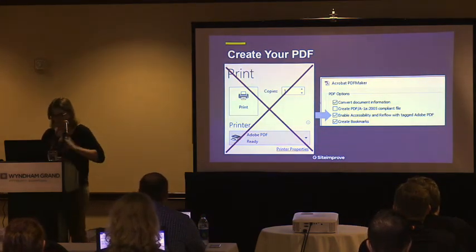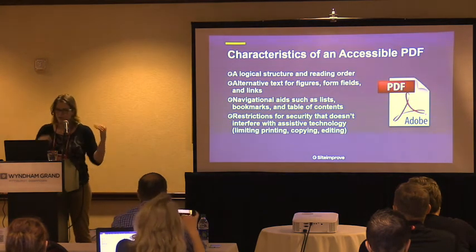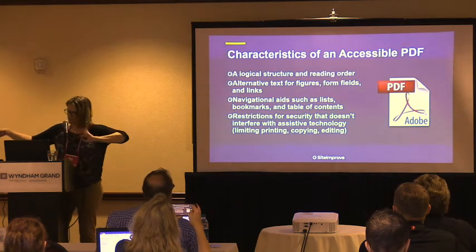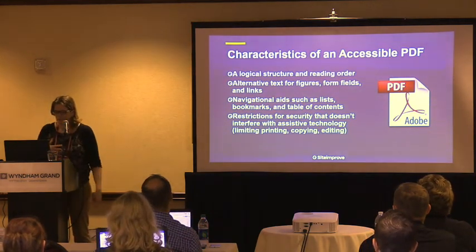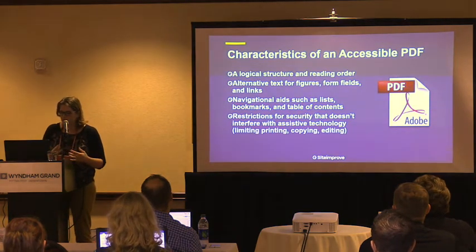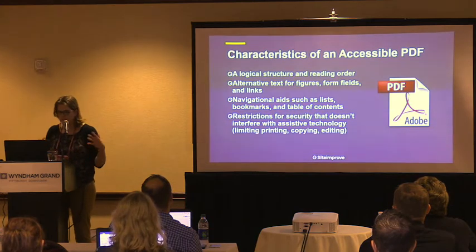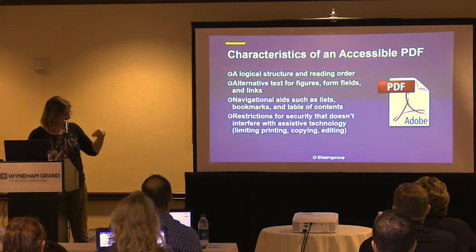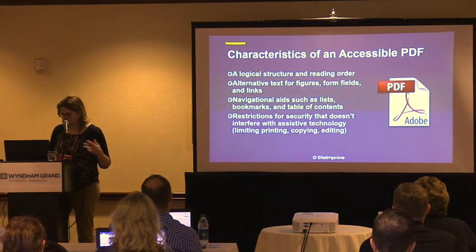So now we've finally gotten over into PDF, and I'm sorry that I don't get to do the demonstration, but characteristics of an accessible PDF include a logical structure and reading order, includes all that stuff we did from the Adobe. It includes navigation like bookmarks and table of contents. And then, of course, you can also add restrictions to PDF if that's something that can limit the ability for printing and copying and editing if you're concerned about that.